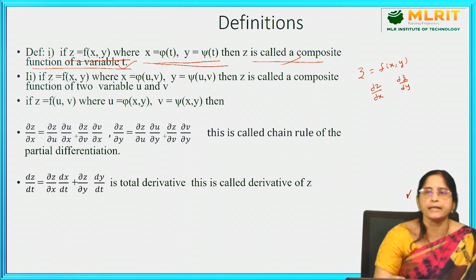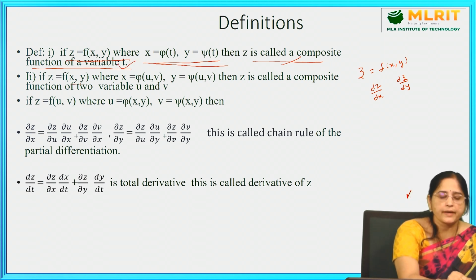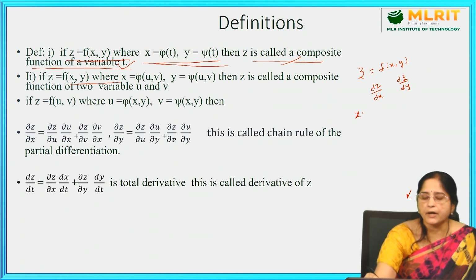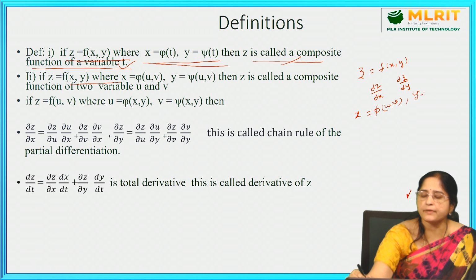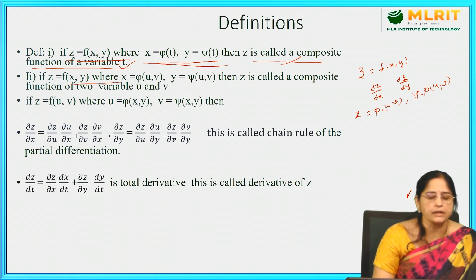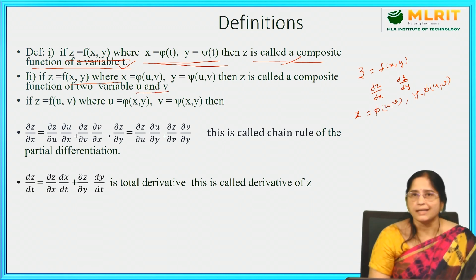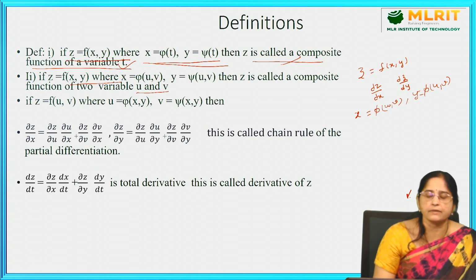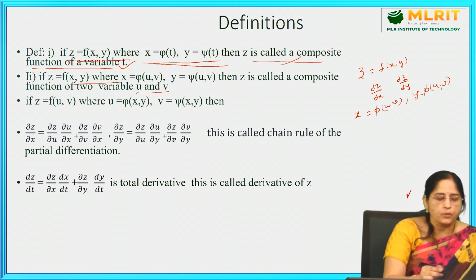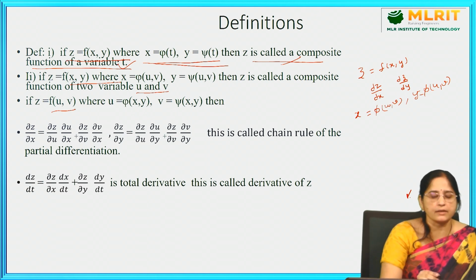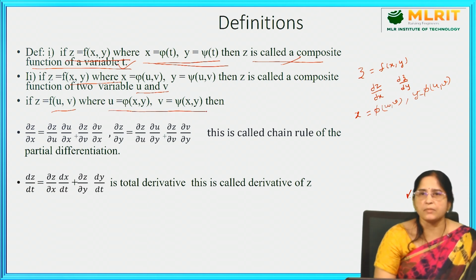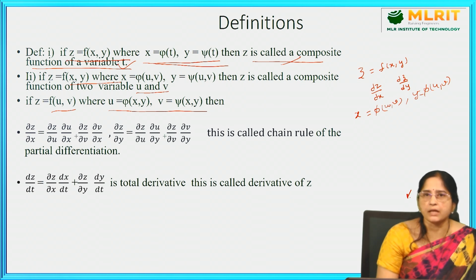Suppose z is a function of x comma y, where x and y are functions of other functions. x is a function of u comma v, and y is another function of u comma v. Then z is called a composite function of the two variables u comma v. In these cases, if you want to find the derivatives, we can apply the chain rule. Suppose z is a function of u comma v, and u and v are functions of x comma y. So this is a composite function of two variables.